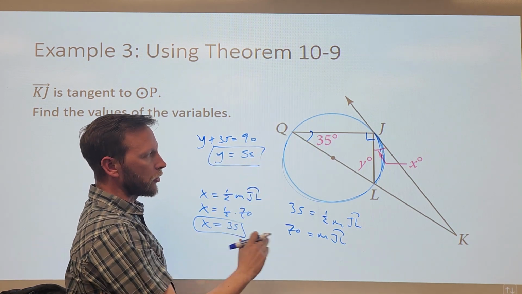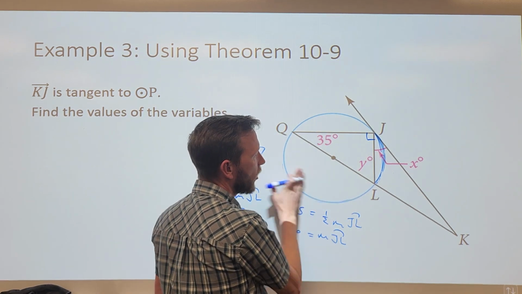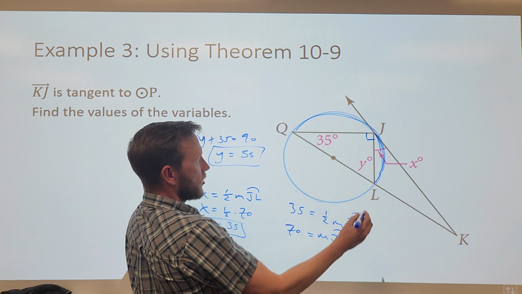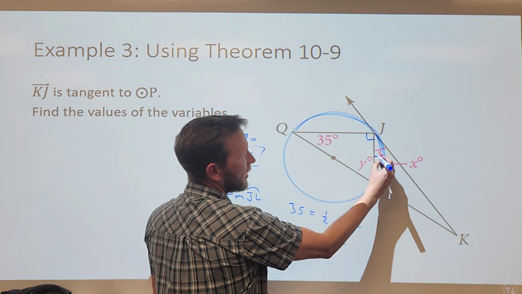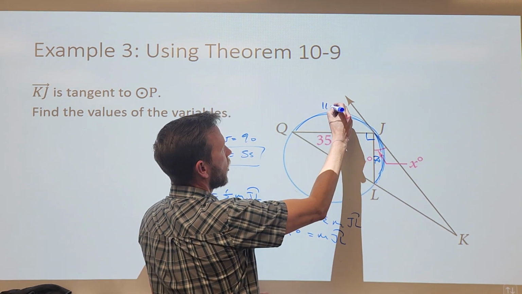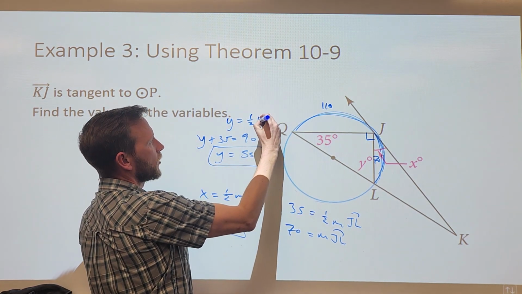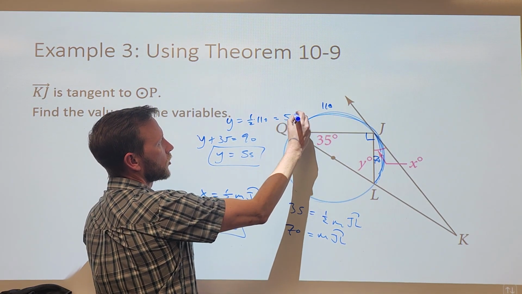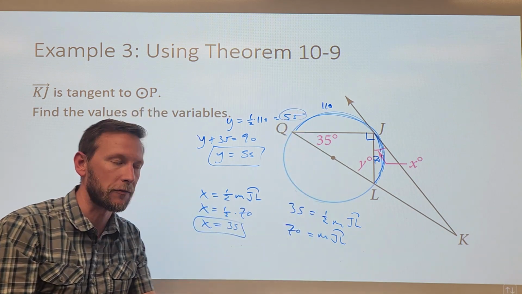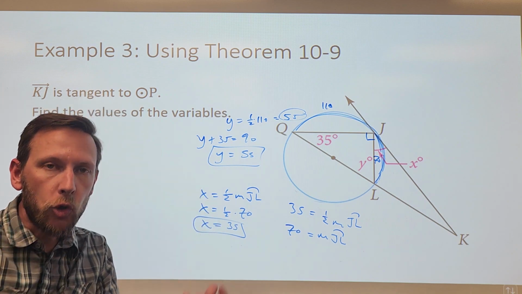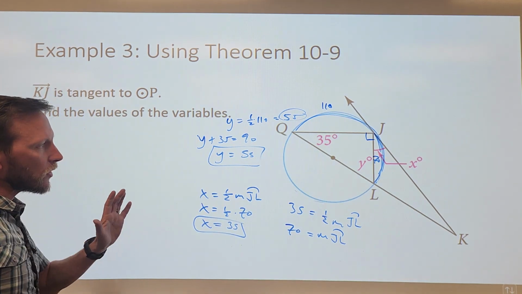All right? The other way to do that is to say, hey, I found that of this whole semicircle here, I know that this is 70 degrees. So this is 110. And then y is also half of 110, which is going to be 55. So we could find it a couple different ways. Folks, this is just kind of using all the tools that we have under our belt.